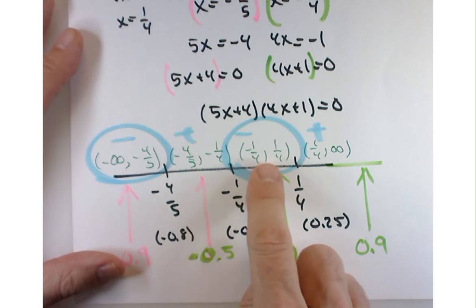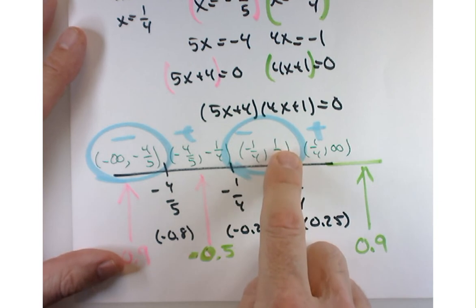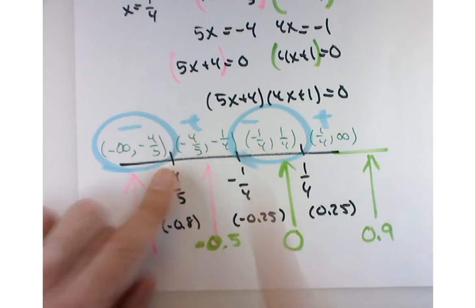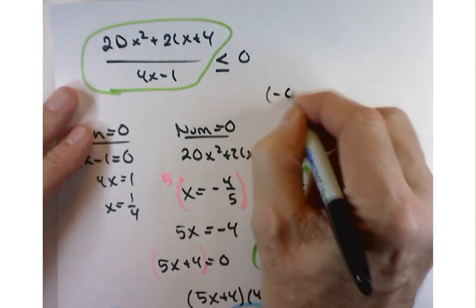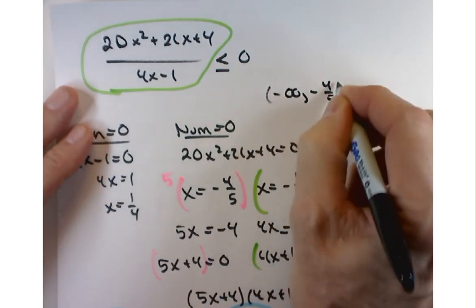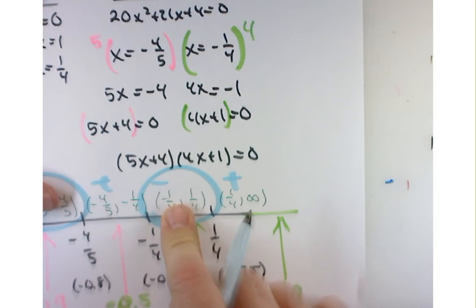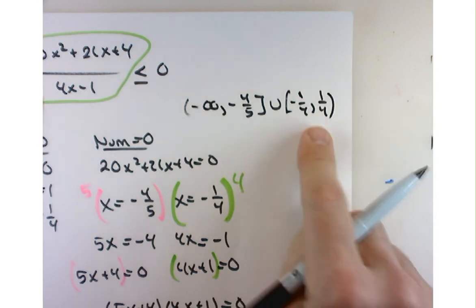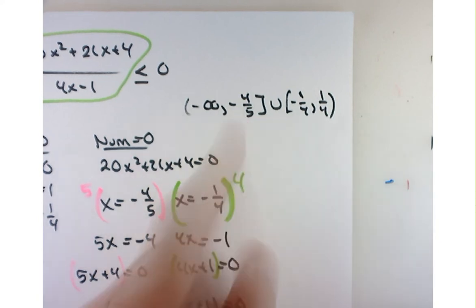So if I can't use that one, that means it gets a parenthesis. How about these other two? -4/5 and -1/4. Well, those should get brackets. Your final answer should look like this: -∞ to -4/5, bracket, and then union -1/4 to +1/4. +1/4 gets a parenthesis. I can't use that because it puts a 0 in the denominator. But I can use these other ones. There's nothing wrong with either of those.